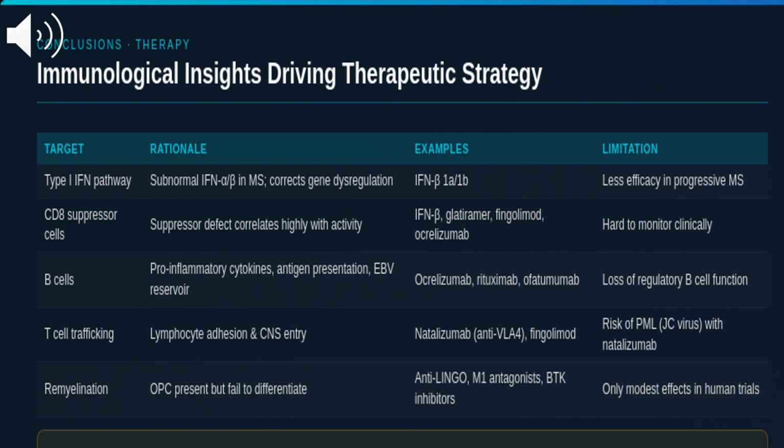IFN beta, glatiramer acetate, fingolimod, and ocrelizumab all restore CD8 suppressor function through different primary mechanisms. This convergence suggests that CD8 suppressor restoration may be a necessary, though perhaps not sufficient, component of effective MS therapy. B-cell targeting therapies like ocrelizumab, rituximab, and ofatumumab work through multiple mechanisms beyond antibody depletion.